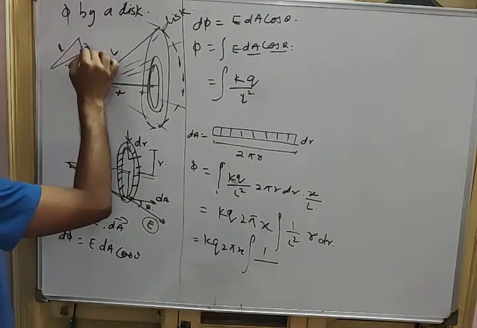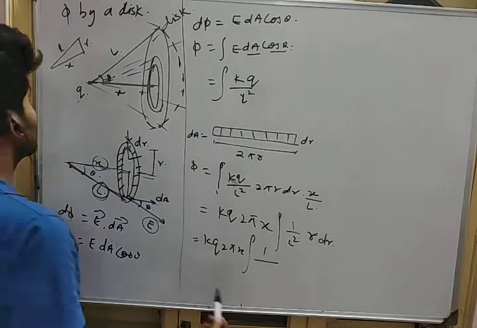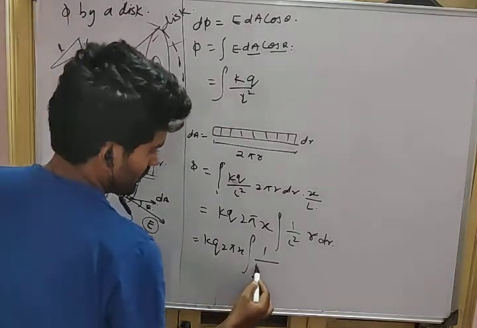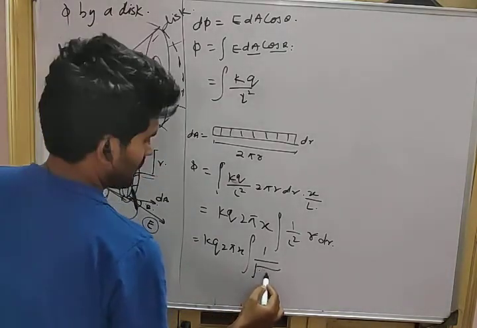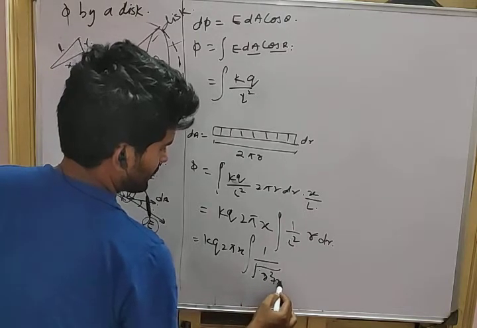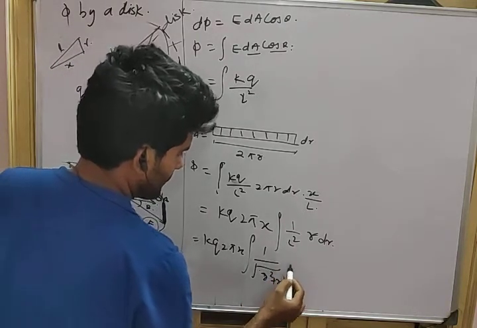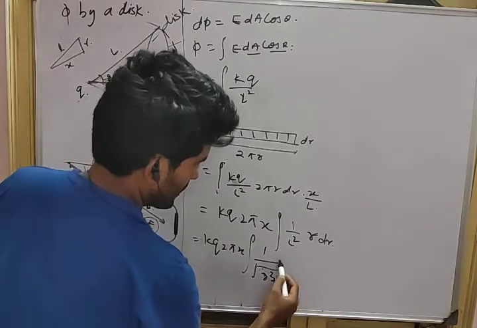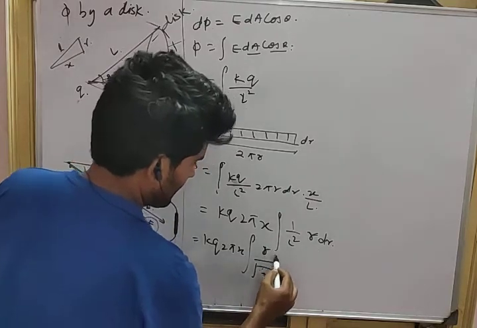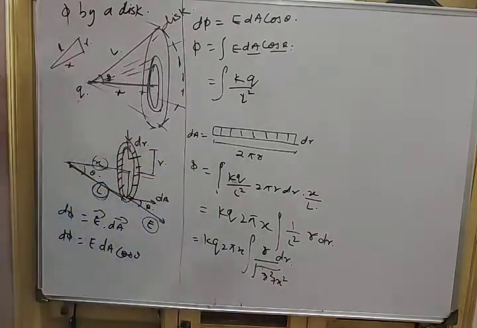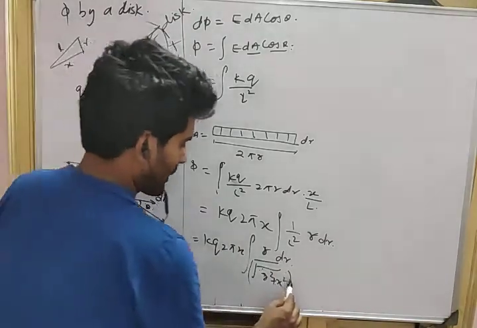This is X, this is R, right? So we can say L is nothing but under root R square plus X square, right? Into, sorry, this is R dR, as it is square.